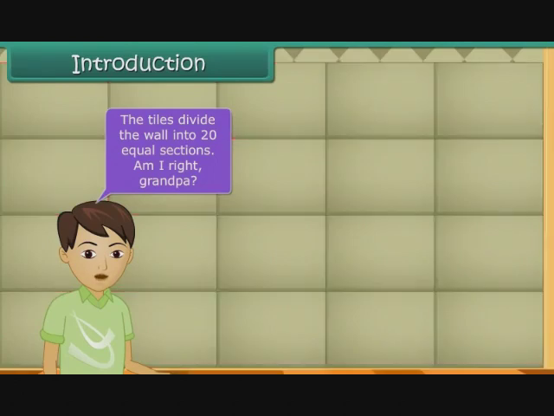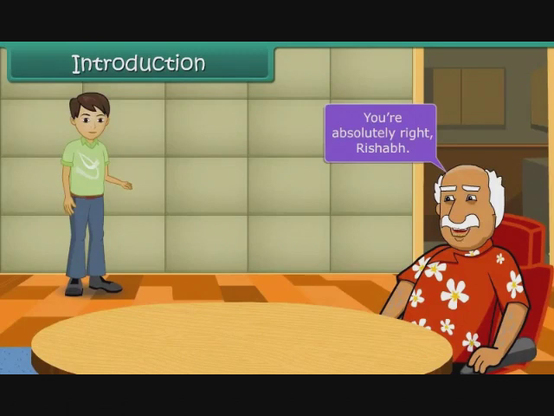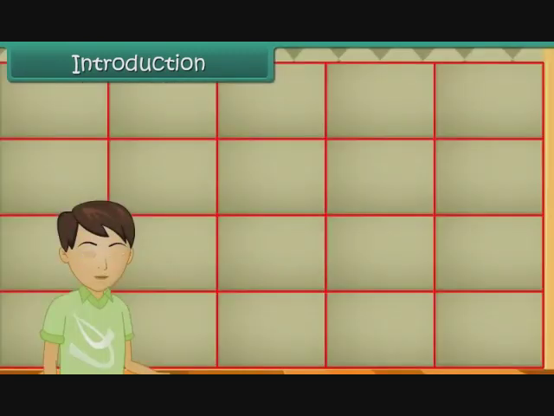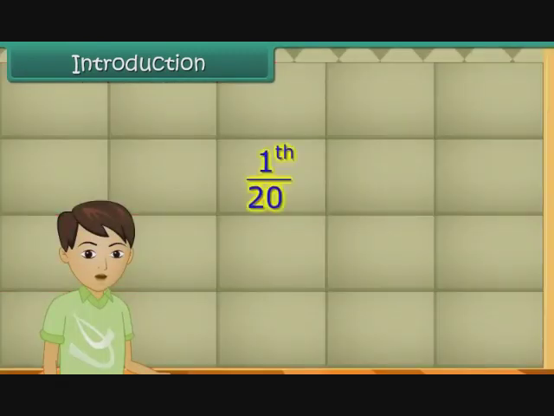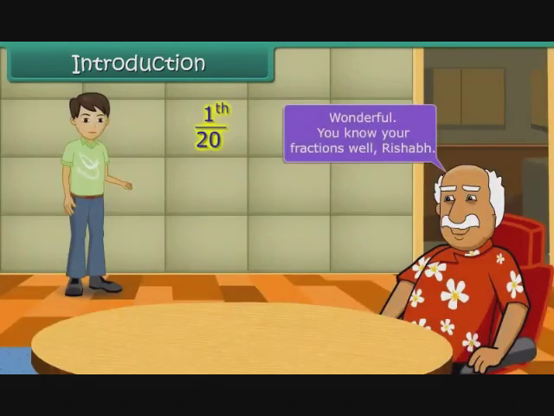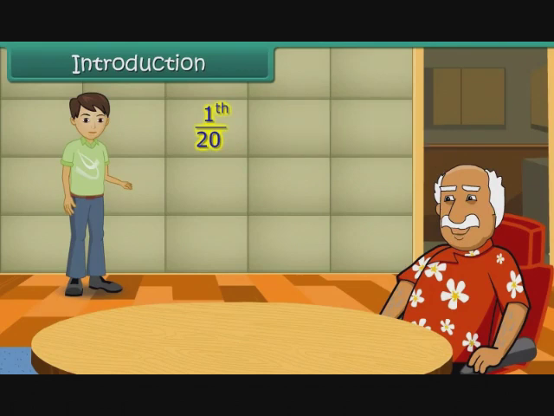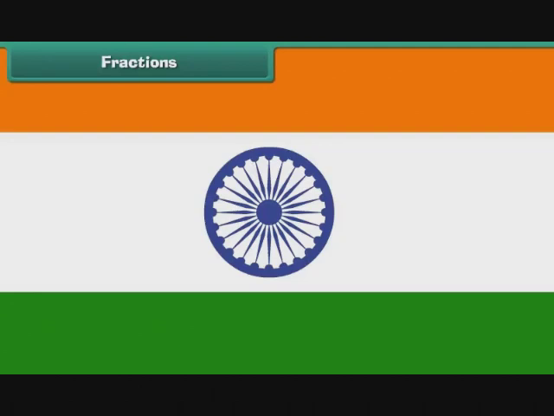Am I right, Grandpa? You are absolutely right, Rishabh. Each section represents 1/20th of the whole wall, Grandpa. Wonderful! You know your fractions well, Rishabh. In this lesson, you will learn more about fractions.